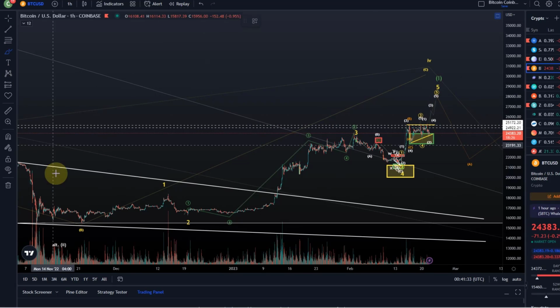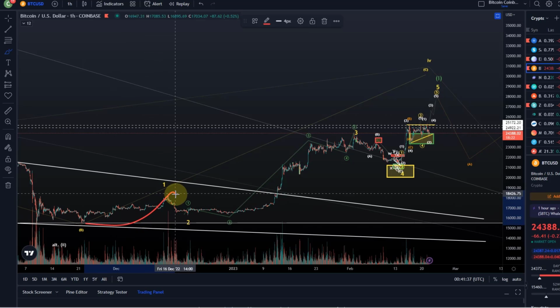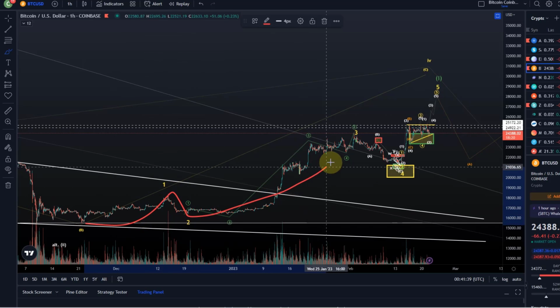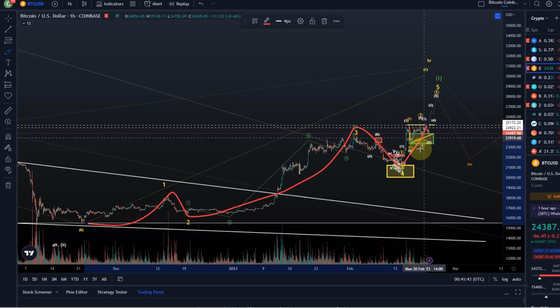What is important is to see that we rallied here since November in an impulse. A wave 1, a wave 2, a wave 3 to the upside, here a wave 4, and now in a wave 5. This wave 5, this last leg, is where we currently are.